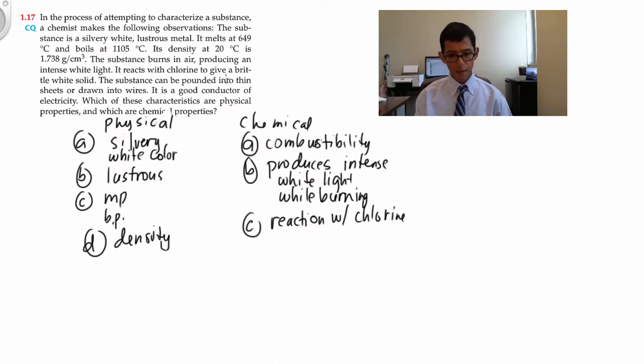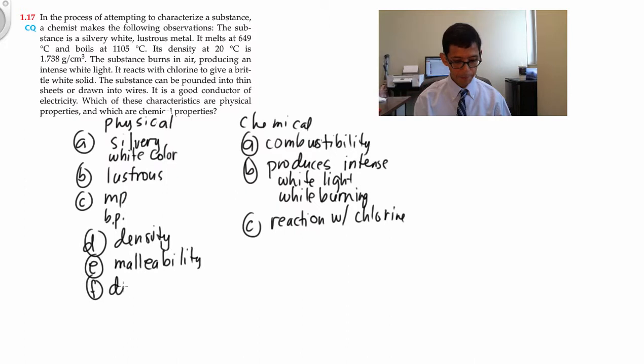Next, the substance can be pounded into thin sheets or drawn into wires. So malleability, ductility, it doesn't change the identity of the substance. So these are physical. So E under physical is malleability and also ductility.